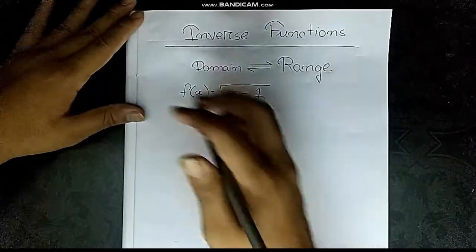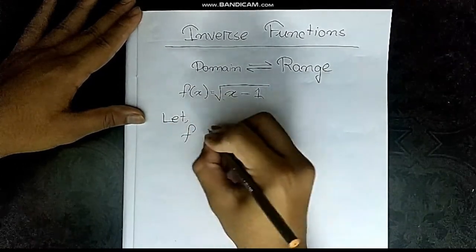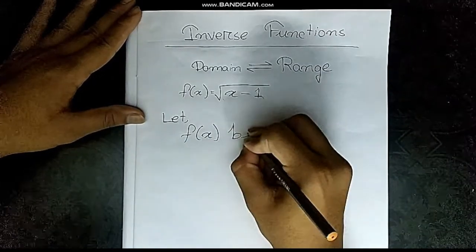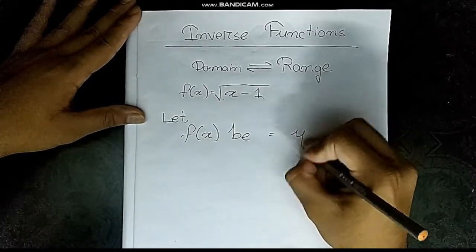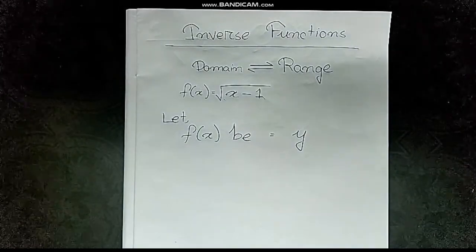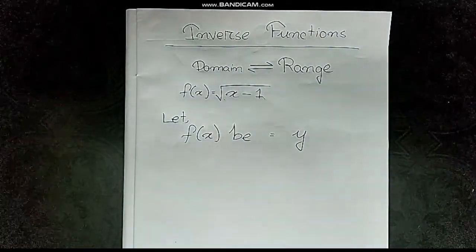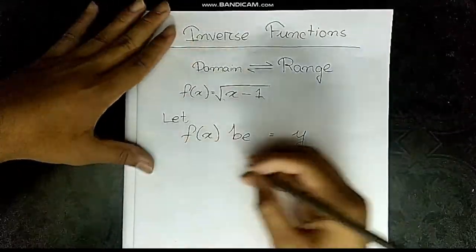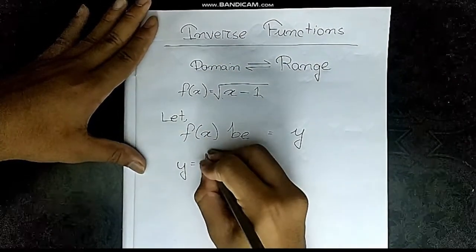First of all, we need to declare: let f of x be equal to y. You can take any letters, but y is the standard rule. It's the unwritten law of mathematics. So it should be equal to y. Now, just put it here: y is equal to the square root of x minus 1.